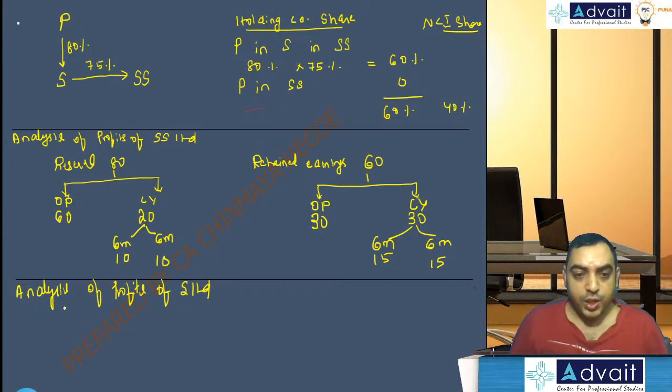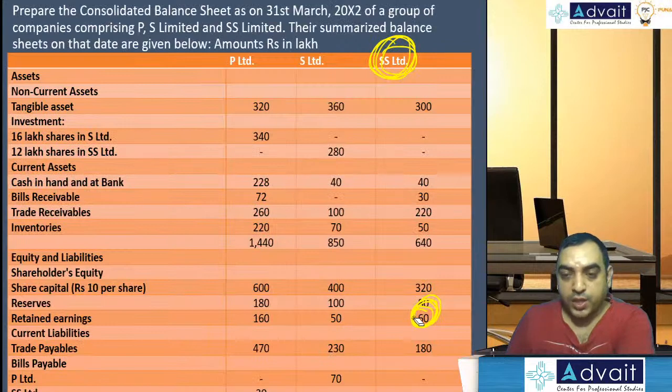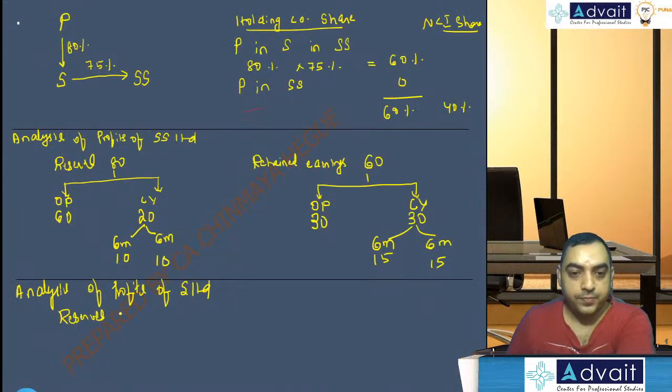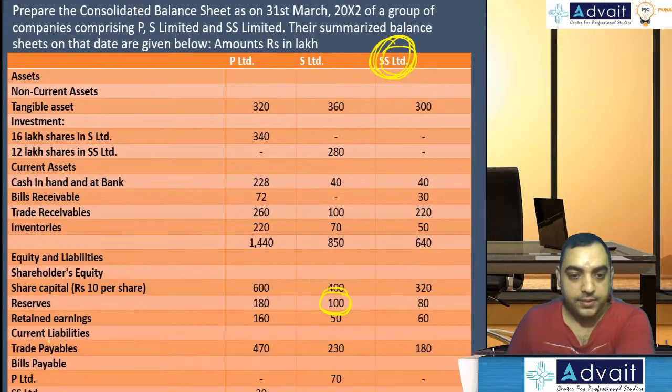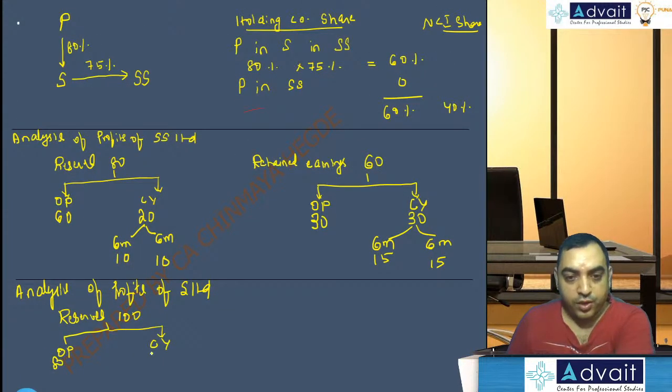Next come to S Limited. We'll start with reserves again. S Limited reserves in the balance sheet, look at the second column now, is this number 100. We'll divide this into two parts: opening balance and current year. Opening balance of reserves, how much? From the table, opening balance 80. Therefore, current year is 20. Divide this into two parts, 6 months, 10 and 10.